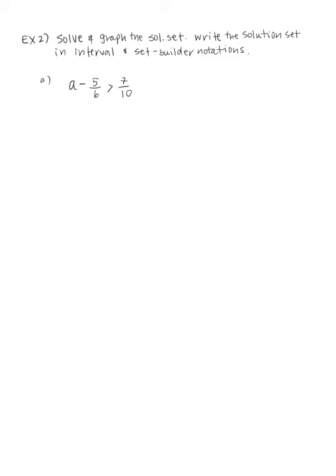How do I do that? Add 5 over 6 to both sides. So let me just go plus 5 over 6, and then plus 5 over 6. Now if I do that, then we're going to have a is greater than 7 over 10 plus 5 over 6. So we've got a little work to do. We need to add those two together.